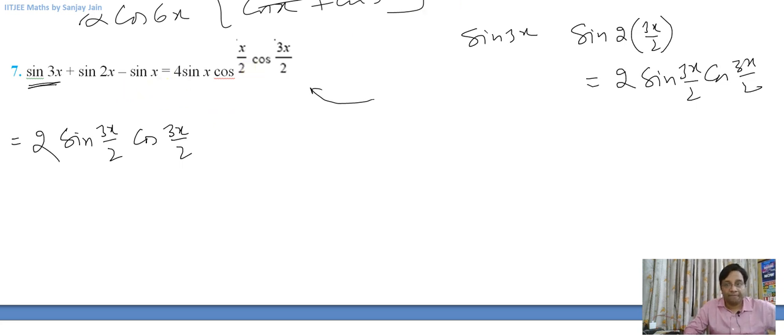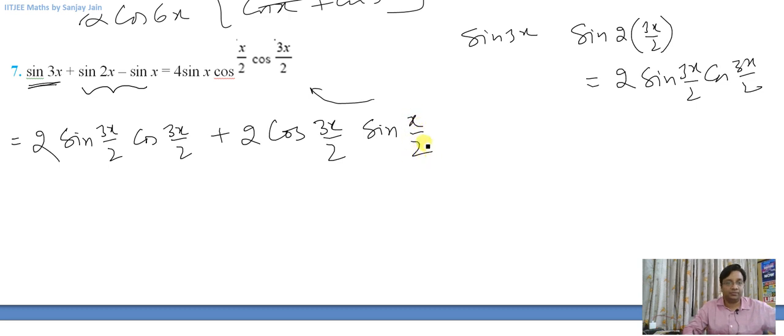Okay, and let me apply CD formula here. So plus 2 cos (c plus d) by 2, that is 3x by 2, and sin (c minus d) by 2, that is x by 2. This is my left hand side. And now if you see, this is sin 3x by 2 cos 3x by 2. Okay, that's all right.